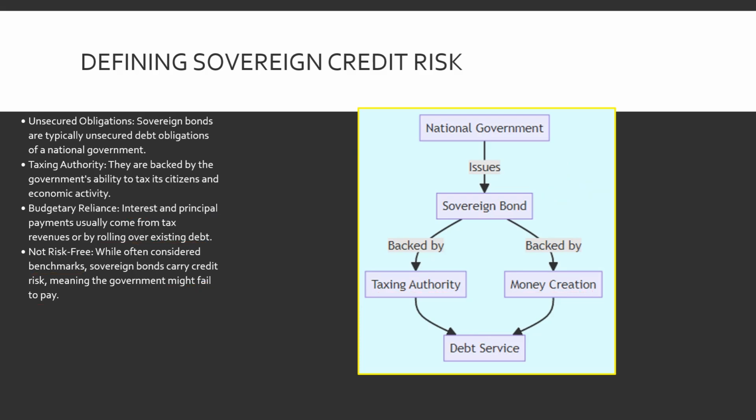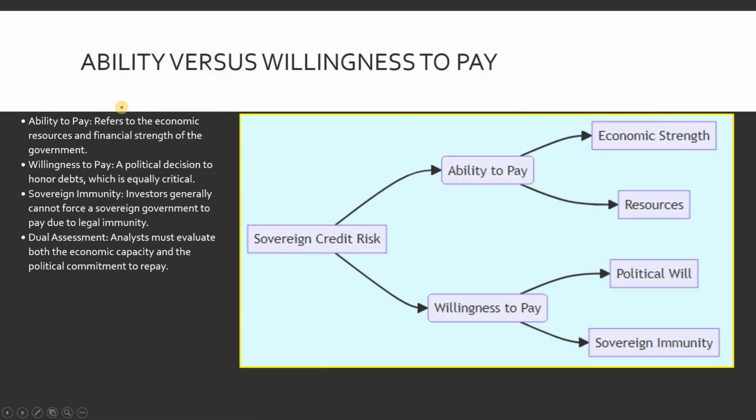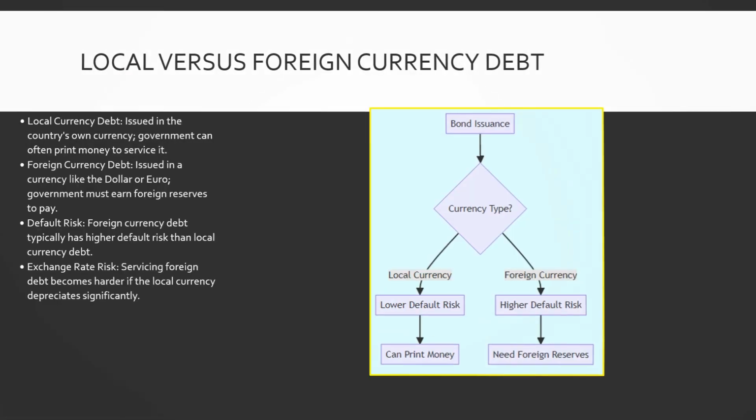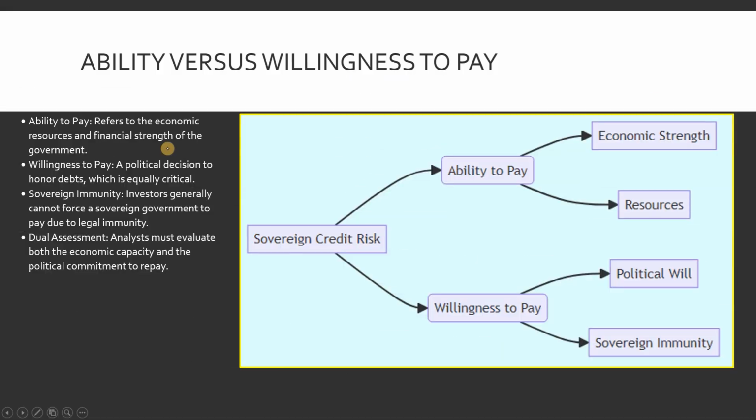Ability versus willingness to pay. When analyzing sovereign credit, we must distinguish between two vital concepts, the ability to pay and the willingness to pay. The ability refers to the actual economic resources and financial strength available to the government. Willingness, however, is a political decision to honor debts even when resources are tight.